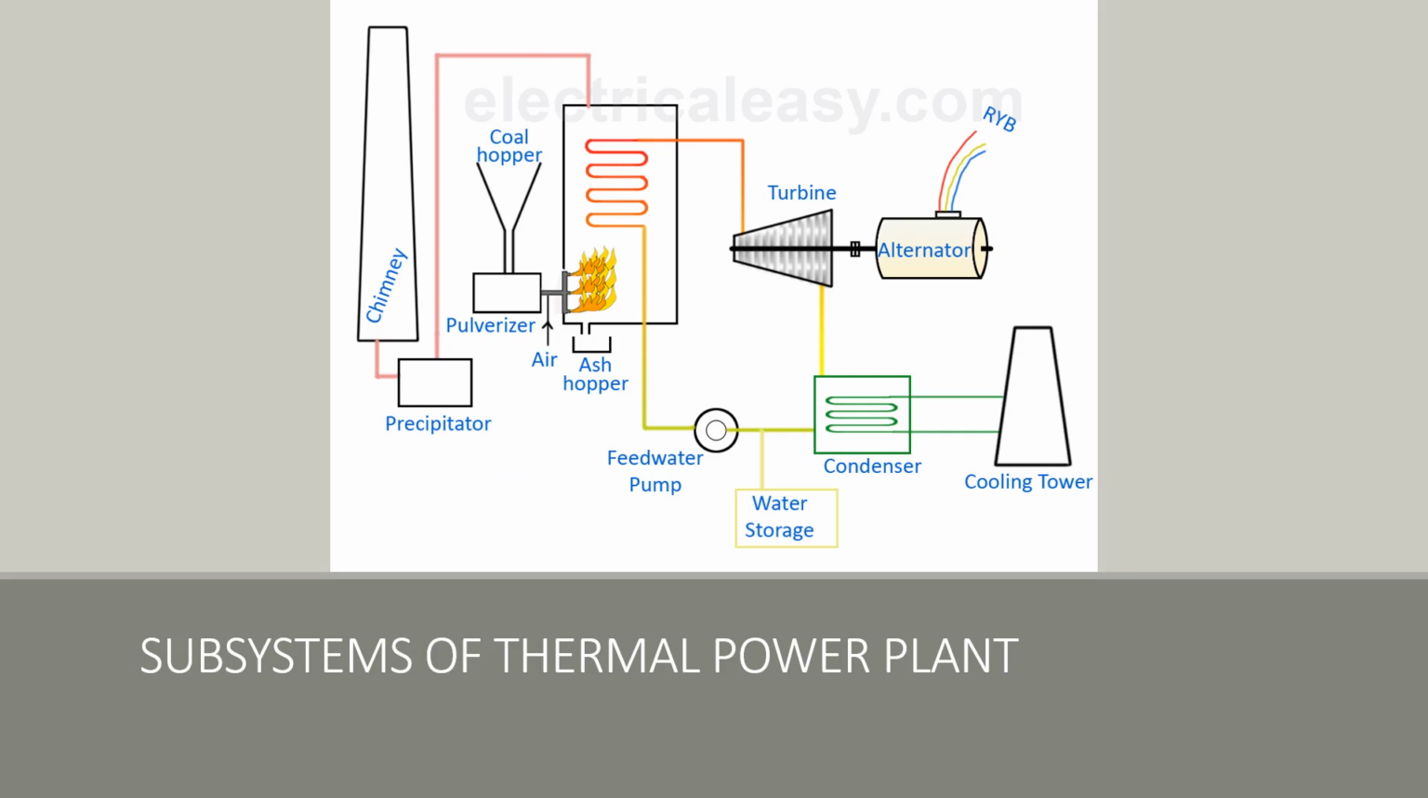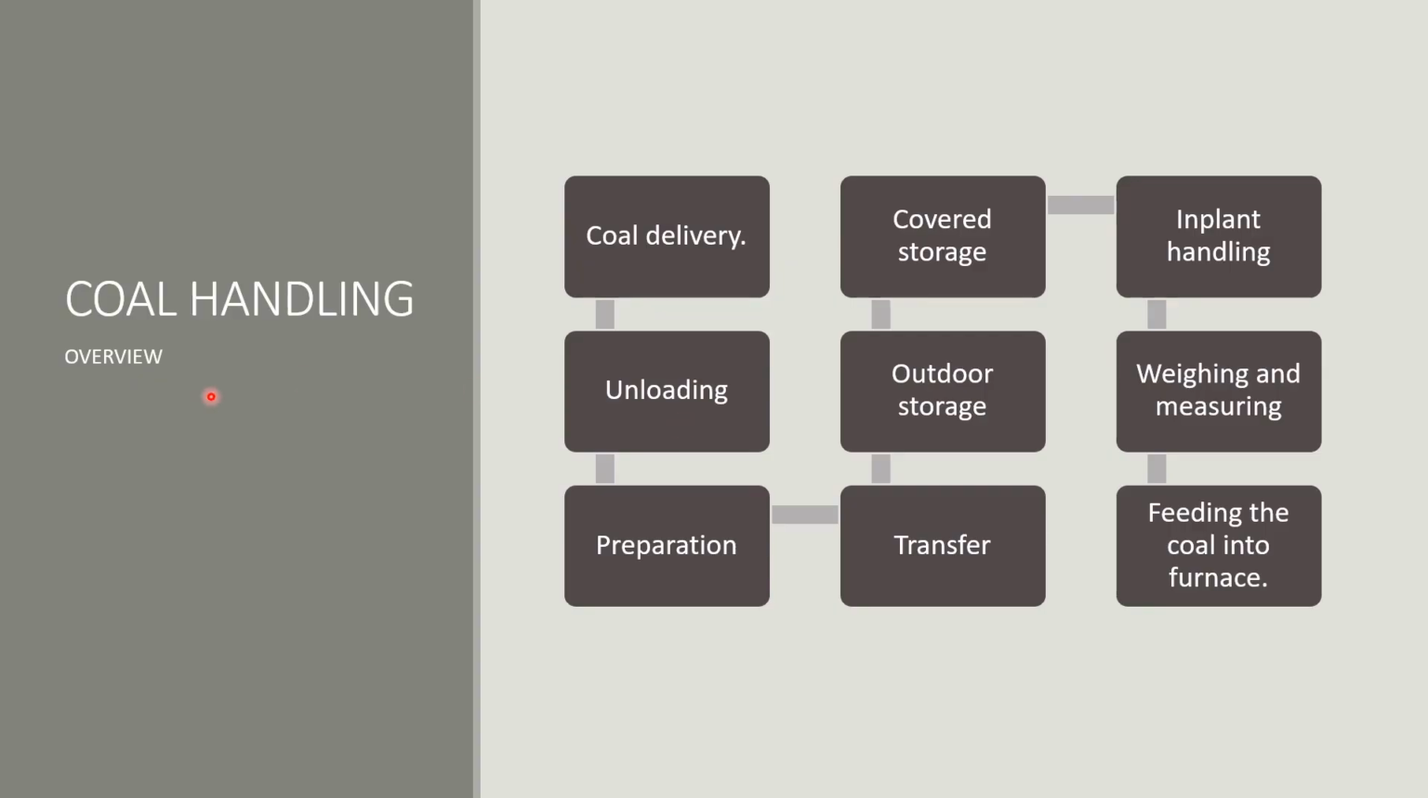Now we'll be discussing the subsystems of the thermal power plant. We have the coal handling process, in which the coal delivery process is that process in which the coal, after being mined, is provided to the thermal power plant, where it is unloaded and preparation is done. That is, we crush this coal into smaller pieces and transfer it to the boiler for efficient burning.